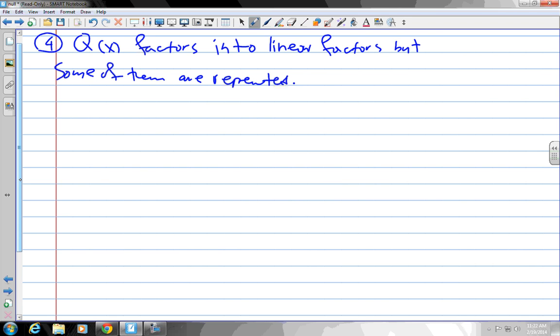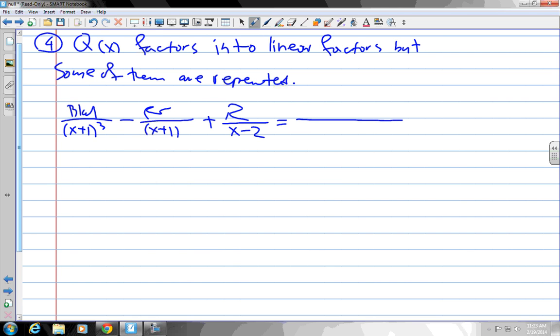So if you think about this, don't write this down. Let's say if you were adding blah over x plus 1 cubed minus another blah over x plus 1 plus another blah over x minus 2. Don't write any of that down. What would the least common denominator be? No. X plus 1 cubed. You don't need the fourth one because the cube is still divided by the single one, right? If I were to add that, my LCD would still be this.